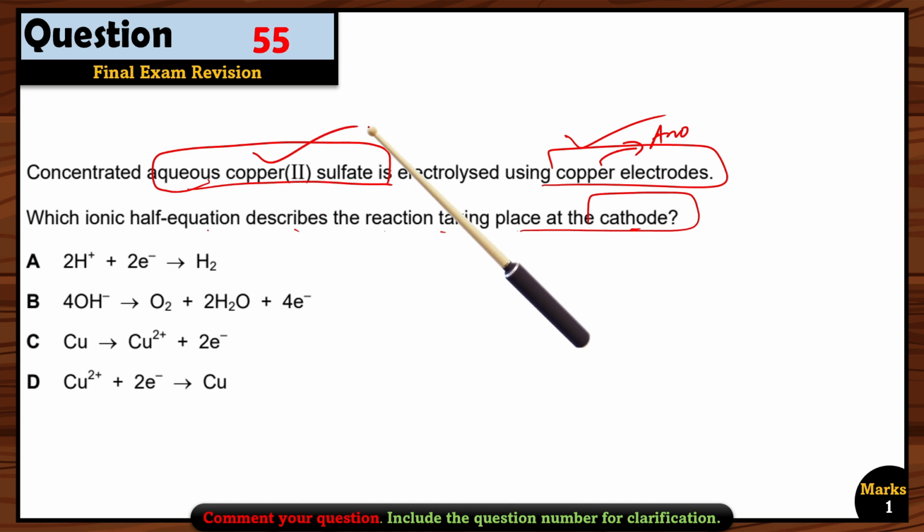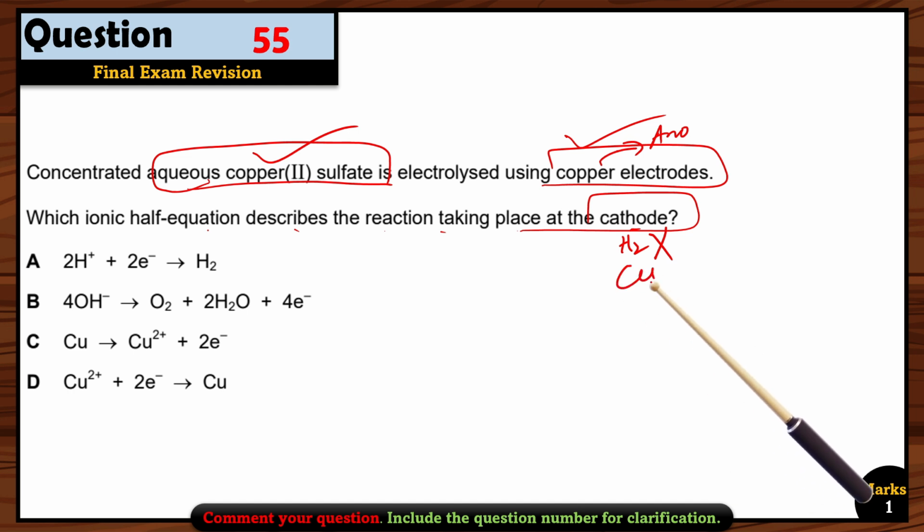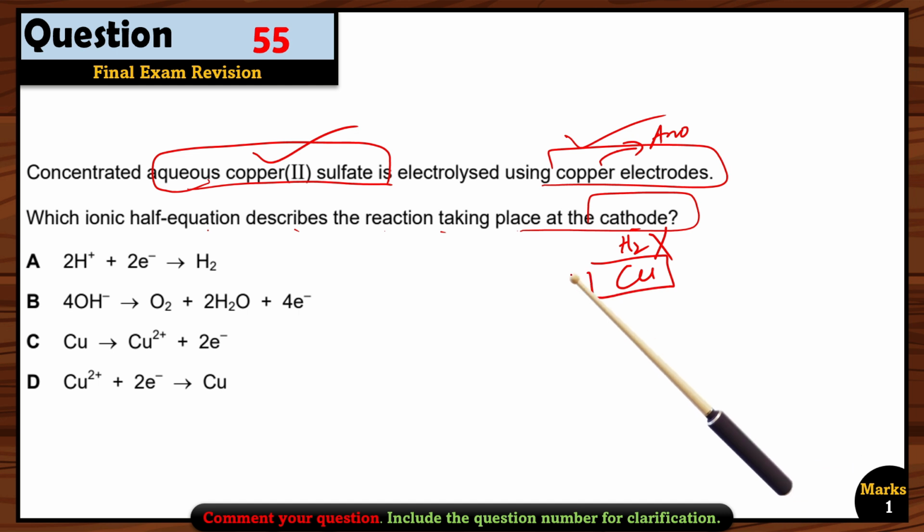So if copper is there, hydrogen will never come here. The hydrogen ions will not move towards the cathode. The copper will move towards the cathode. So now what will be your product? Your product will be copper metal. Can you see copper metal as a product? Yes, it's only here we can see copper as a metal.